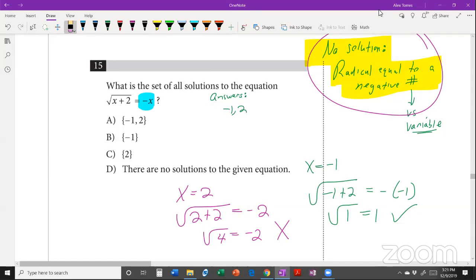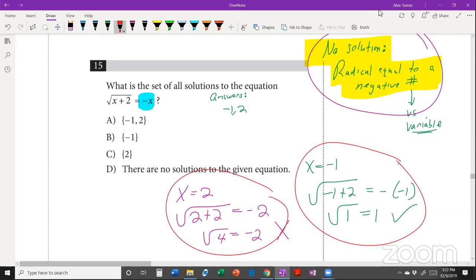If you're a student preparing for the SAT, you're going to want to just simply know that in this situation, we would say that's okay there. And in this situation, we would say that's not okay. So x equals negative 1 was okay, but x equals 2 was not okay. And there was a solution. So the answer to number 15 is B for boy.